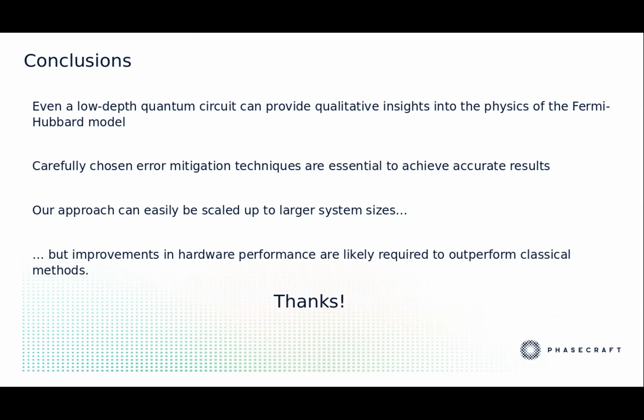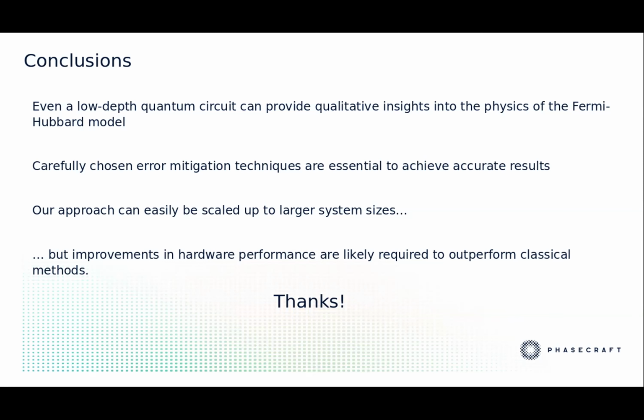You've done a 16 site of 2x8. Would it be hard to do 4x4? Because you have to snake your string back and forward. Depending on geometry, I guess, is what I'm asking. Right. So is 1D easier than square? It is, because you have to do fewer swaps, these fermionic swaps.